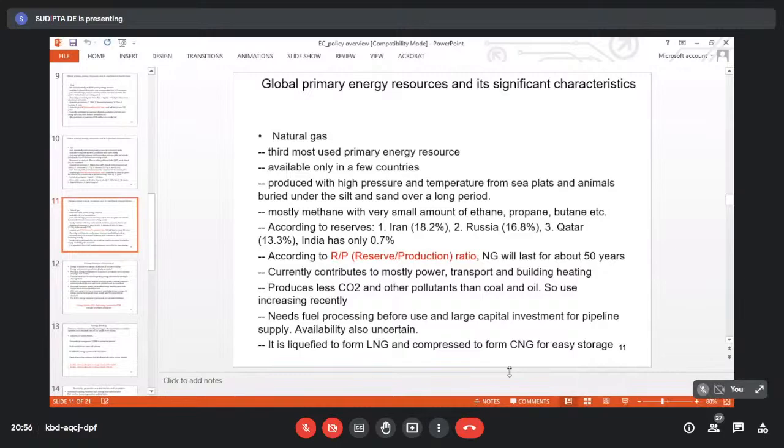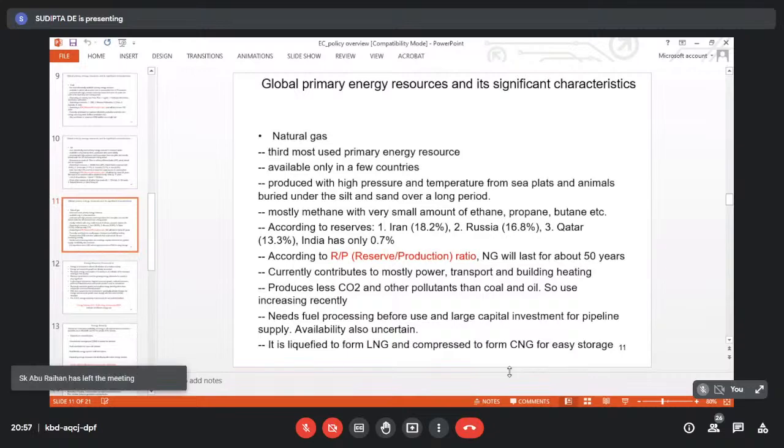So the next point is that it needs fuel processing before use and large capital investment for pipelines, which I have repeatedly mentioned. Availability is also uncertain with respect to pipeline installation, because if the pipeline is somehow destroyed, then your entire supply line will stop. But if you bring it by ship, then you can pay after the delivery, and ship transportation is less uncertain or less vulnerable. But pipeline transportation of gas is more vulnerable if the countries through which the pipeline is laid are not politically friendly to you.